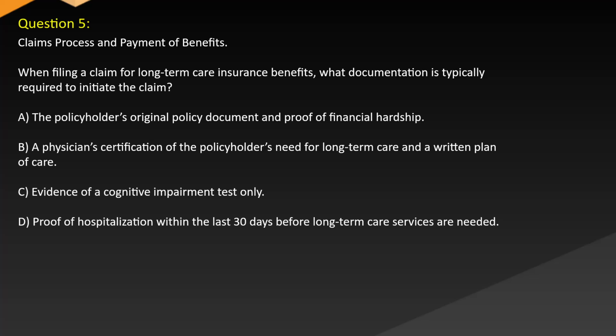When filing a claim for long-term care insurance benefits, what documentation is typically required to initiate the claim? A. The policyholder's original policy document and proof of financial hardship. B. A physician's certification of the policyholder's need for long-term care and a written plan of care. C. Evidence of a cognitive impairment test only. D. Proof of hospitalization within the last 30 days before long-term care services are needed.